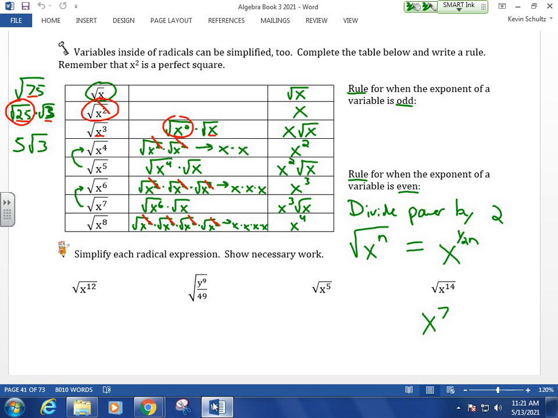But we still want to use that kind of idea of the even powers to help us. So how would you verbalize that? The rule for when the exponent of a variable is odd. If we have x to the n here, where n is odd, what do we kind of do here?